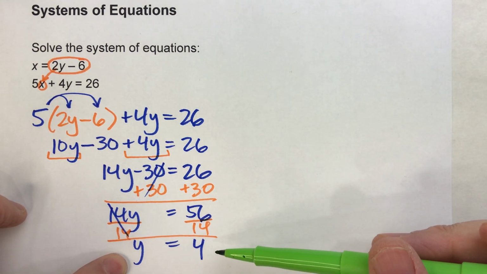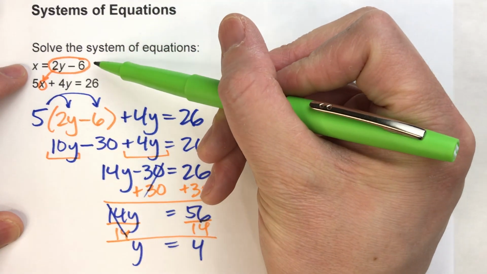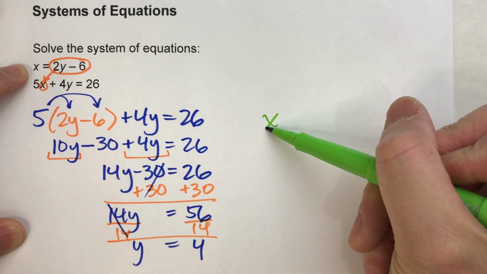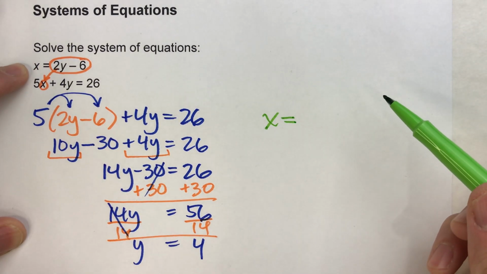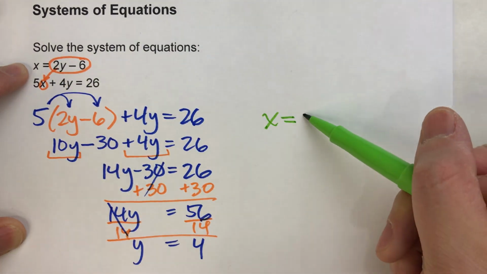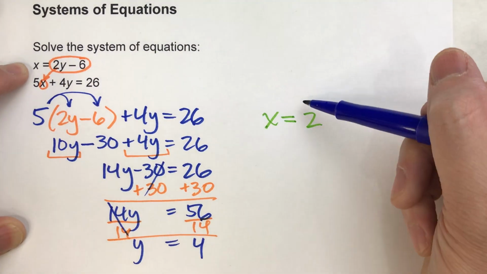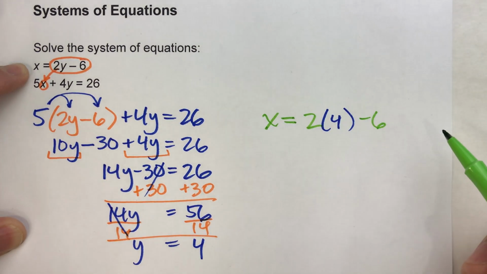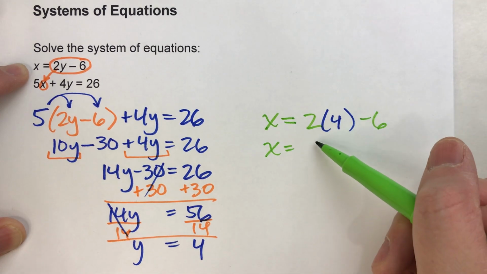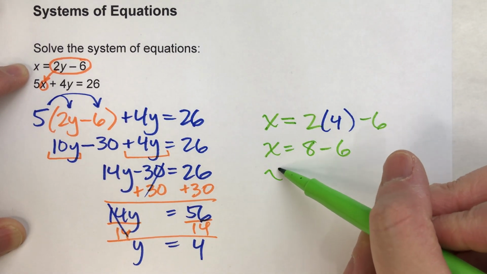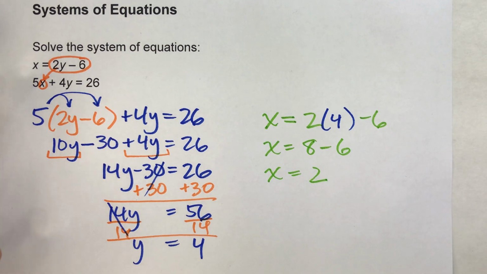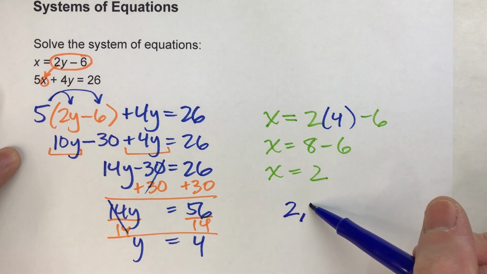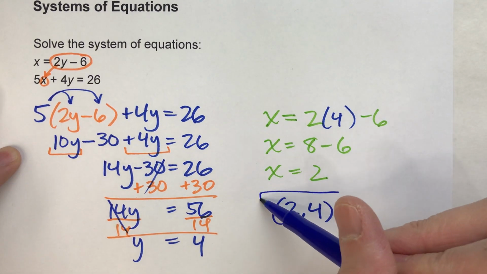Now I need to go back and find x. And if you recall, one of the equations is an x equals equation, and that will get me what I need. All right, so x equals whatever 2 times y is, and in our case, we just found out y is 4, so 2 times 4, and then minus 6. Well, let's see, what is that? 2 times 4 is 8. 8 minus 6 is 2. Guess what? We just found x. So our solution here is x is 2, y is 4. There is my point of intersection.